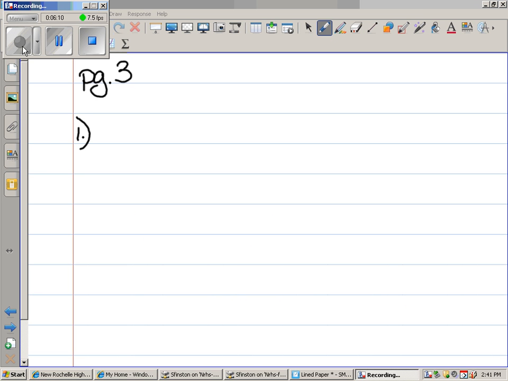All right. Page 3, number 1. So here you're going to see some sentences. And instead of writing the sentences out, we're going to let the sentences be represented by symbols. This is the best part about math. It's going to save us so much time. Let's write number 1 out using symbols.